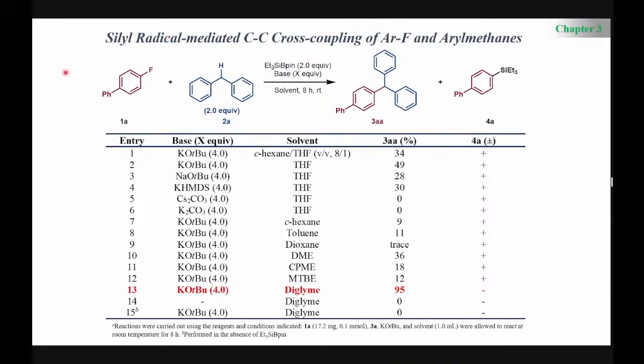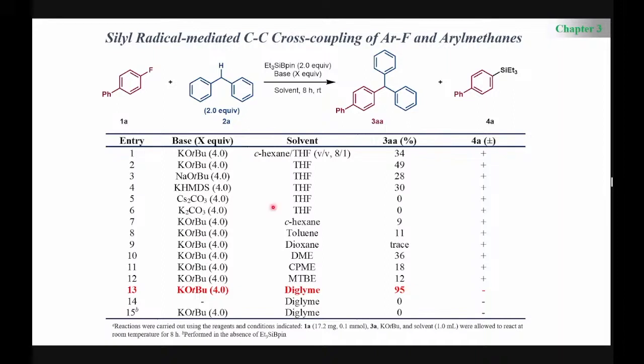We started our investigation with 4-fluorobiphenyl and diphenylmethane under the reaction condition in entry 1, and we got a 34% yield of product, accompanied by the formation of this silyl-related byproduct. In entry 2, we changed the solvent to THF. The yield increased to 49%. After that, a source of bases was tested. Strong bases like tert-butoxide sodium or KHMDS did not increase the yield, while these weak bases just did not work at all.